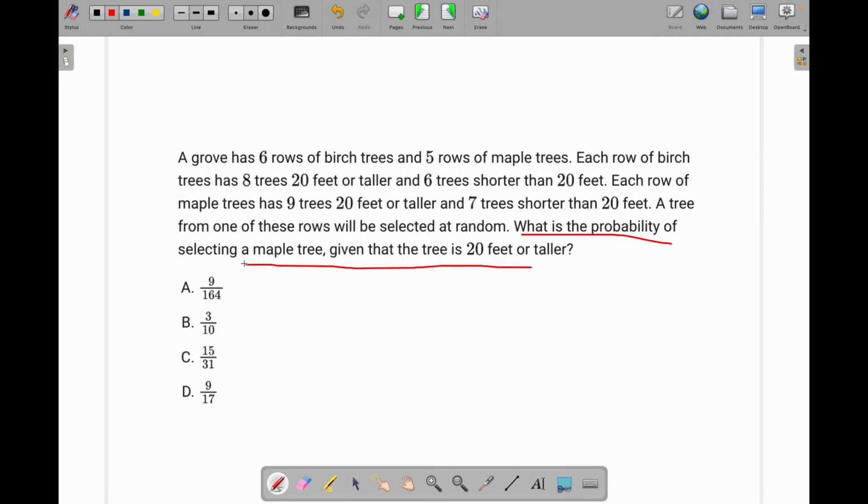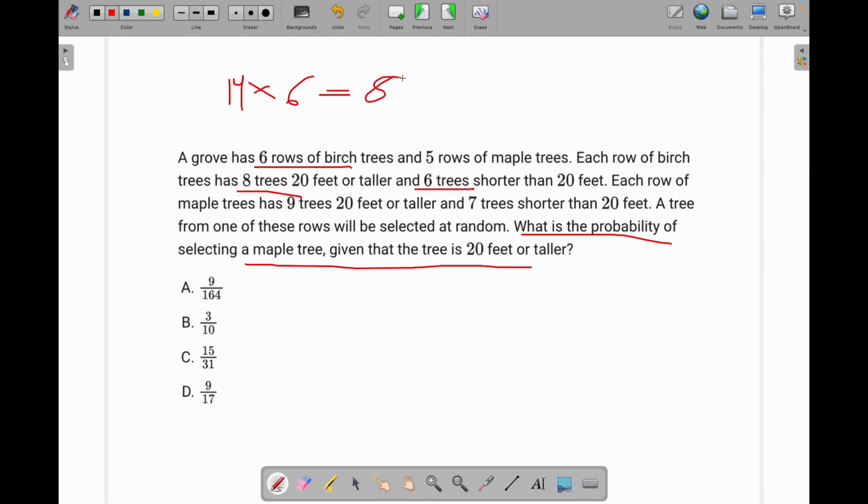So first, let's actually figure out how many trees there are in total. We have 6 rows of birch. There's 8 trees 20 feet or taller and 6 trees that are shorter than 20 feet, meaning that in each row, there is going to be 14 trees. So just 14 times 6. You can use Desmos, but that's just going to be 84.